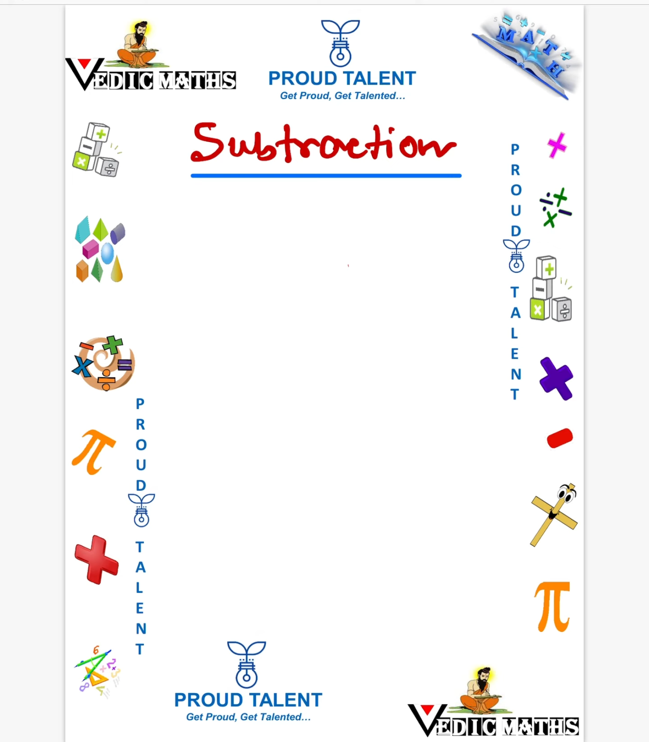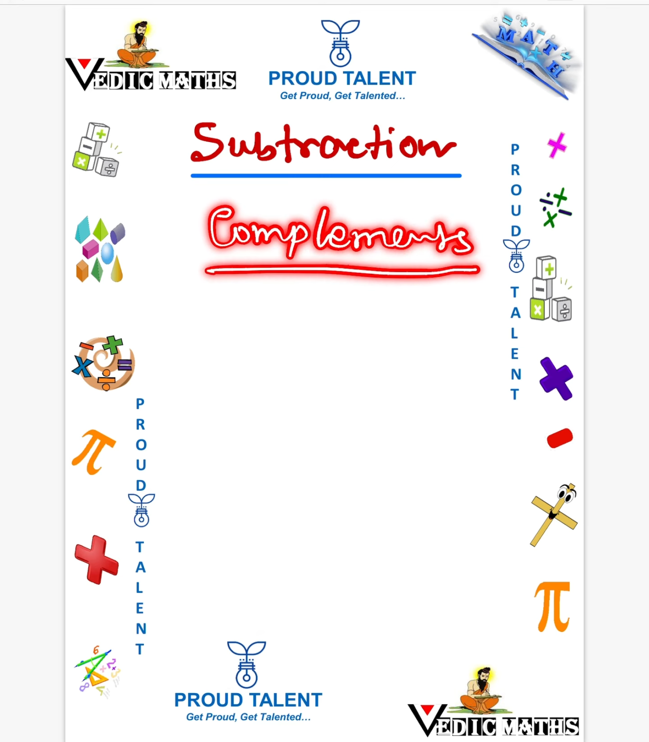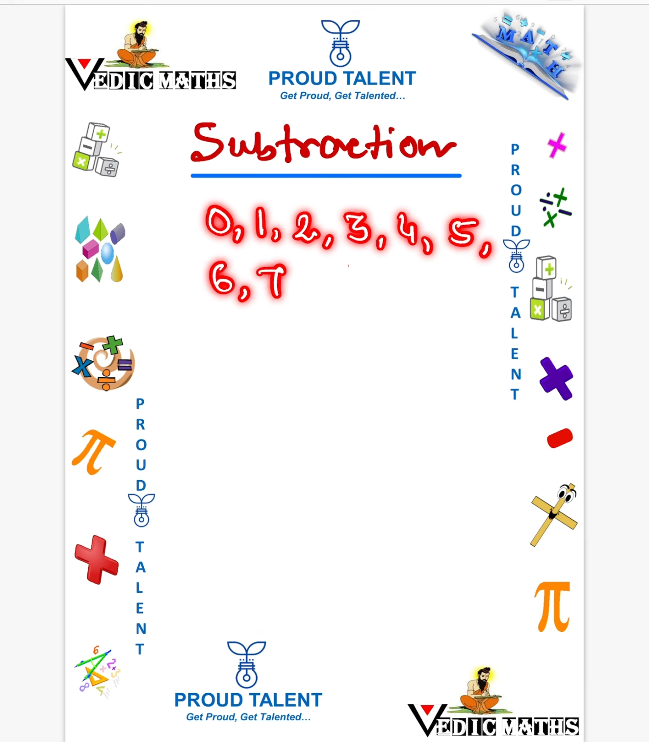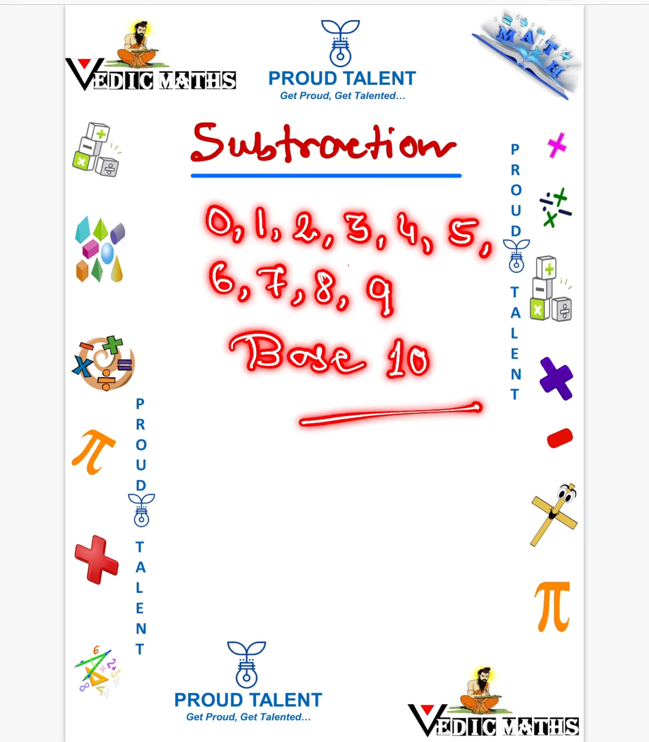So first terminology is about complements. What is a complement? So basically students, you have already known that we have some basic numbers. In the very first introduction class we have already discussed that 10 numbers are there, starting from 0, 1, 2, 3, 4, 5, 6, 7, 8 and 9. These 10 numbers or 10 digits are called base 10. So these are nothing but our base 10 numbers.